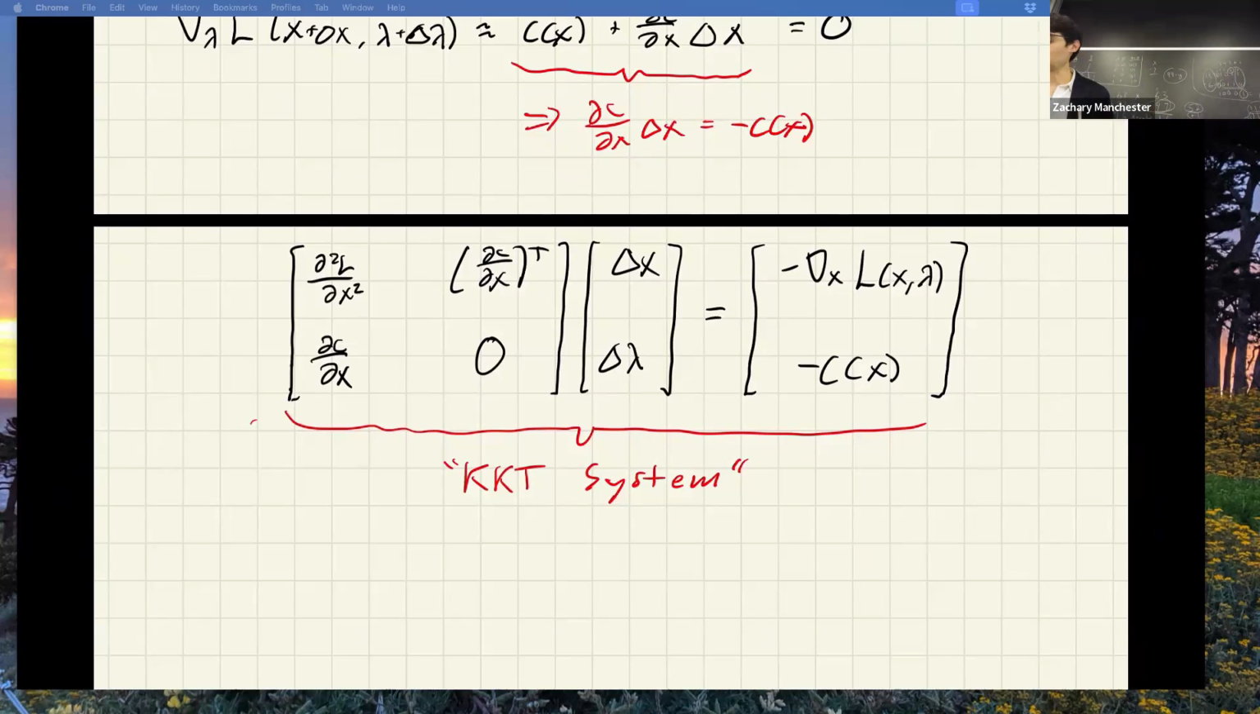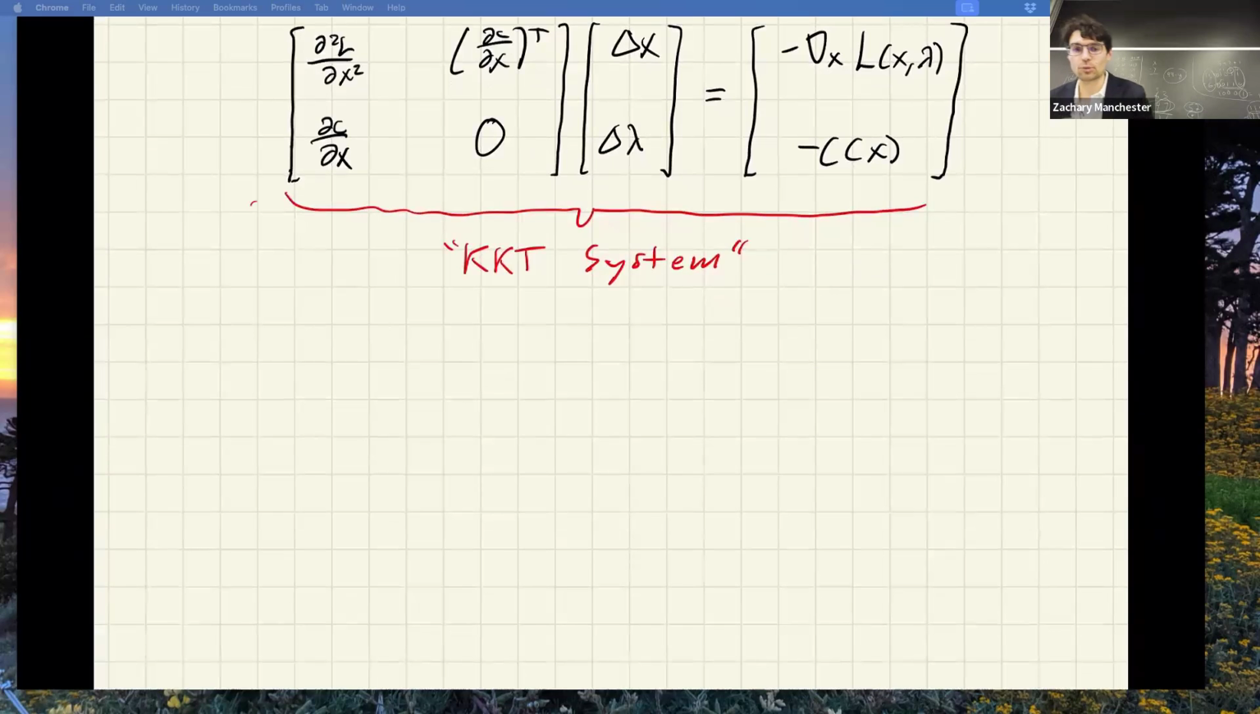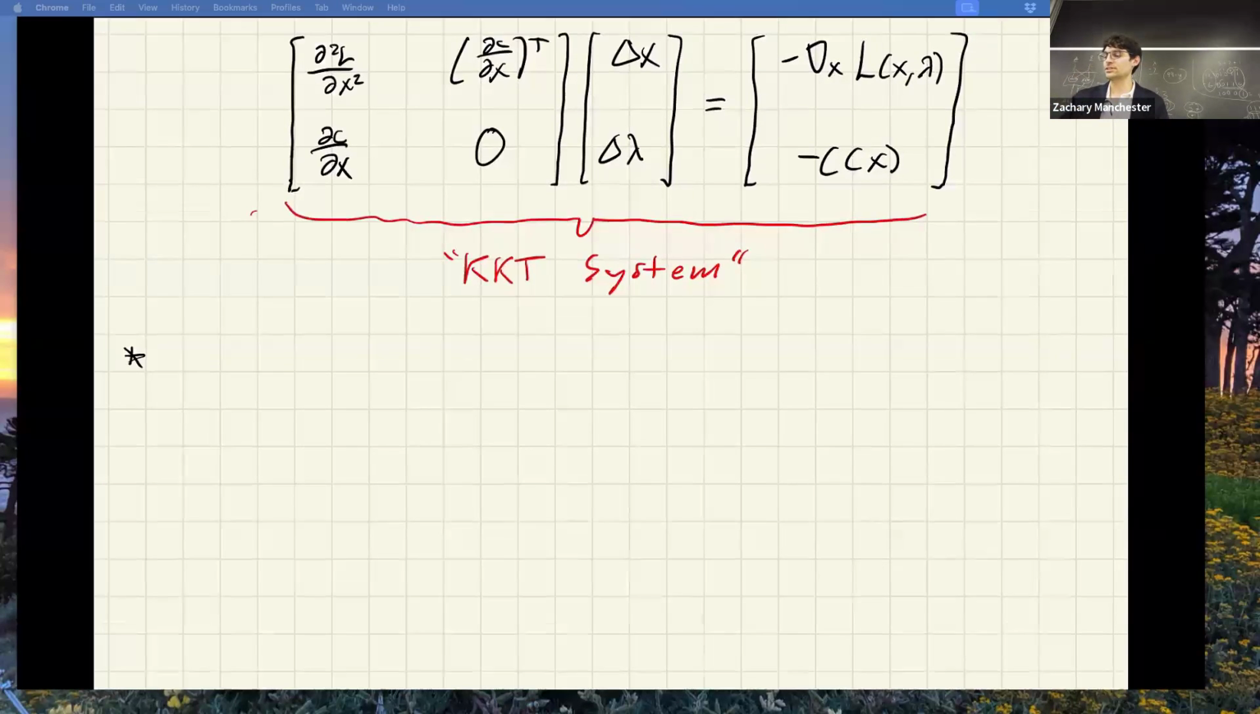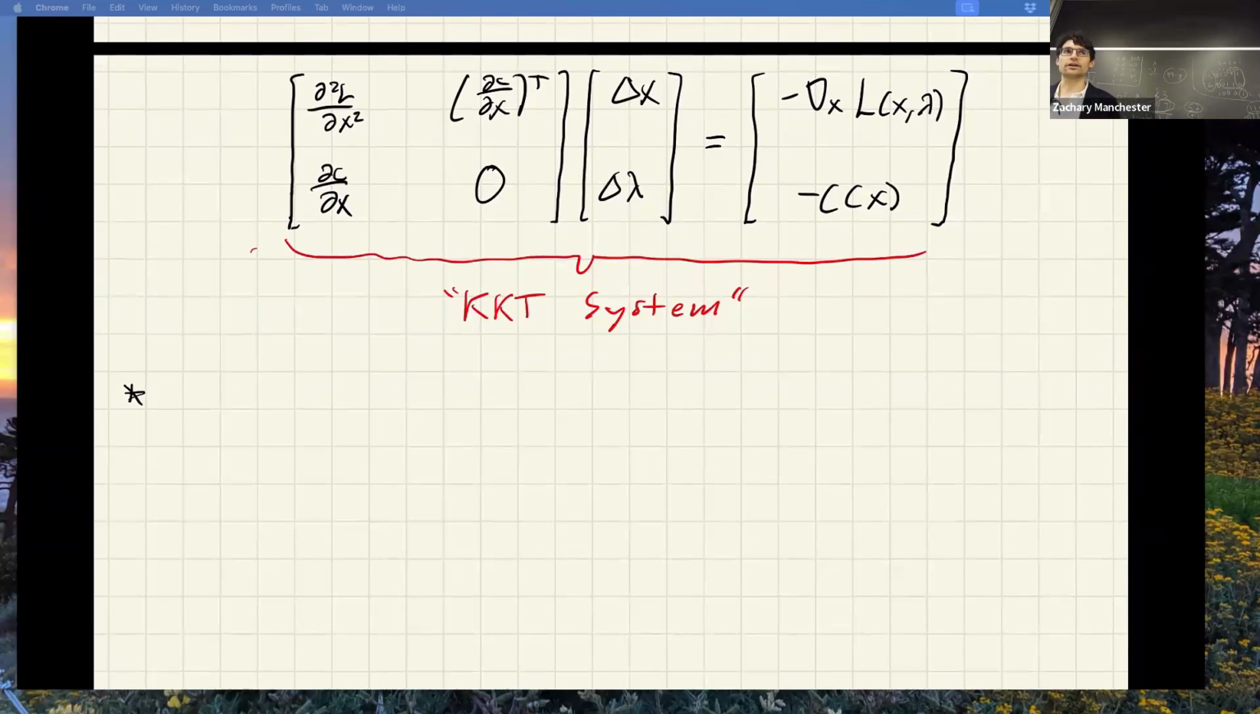There's one other thing I want to tell you about this before we move on. There turns out to be a slightly nasty term in this that's expensive and annoying to compute, so people often leave it out. When you leave that extra term out, it's called the Gauss-Newton method. We'll do that real quick.